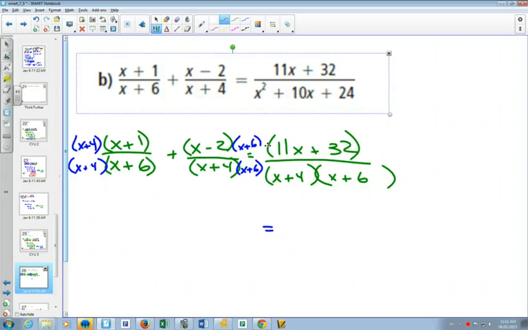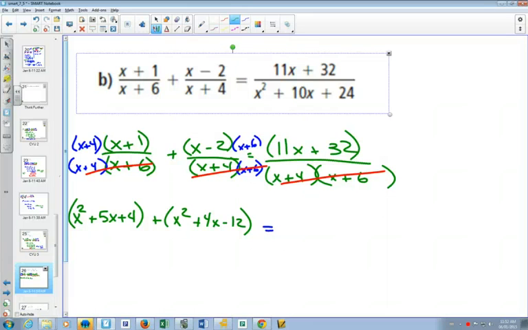Now that all of our denominators are the same, if you would multiply both sides by x plus 4, x plus 6, all of these will go away. Here we're going to have to FOIL. That first one you're going to get x squared plus 5x plus 4. I'll keep it in brackets for now. Plus, here you'd have to FOIL x squared plus 4x minus 12. And here on this side we would just be left with 11x plus 32.